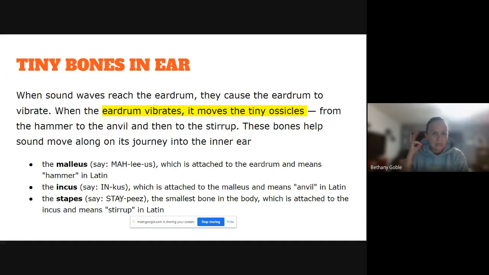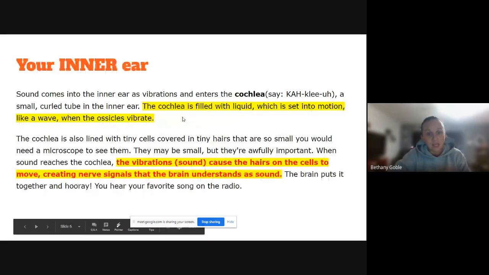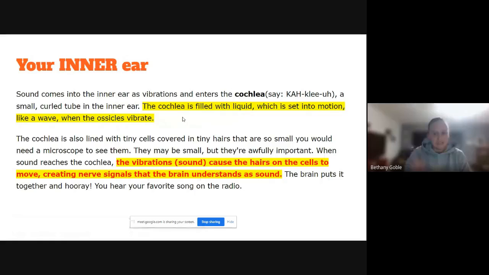Now those 3 tiny bones do their job and move the sound wave a little bit deeper inside my ear. Then it goes to my inner ear. Then you have something in your ear, I'll show you in the next slide. It looks snail-shaped. It's called your cochlea. So it's a snail-shaped object inside our ear.